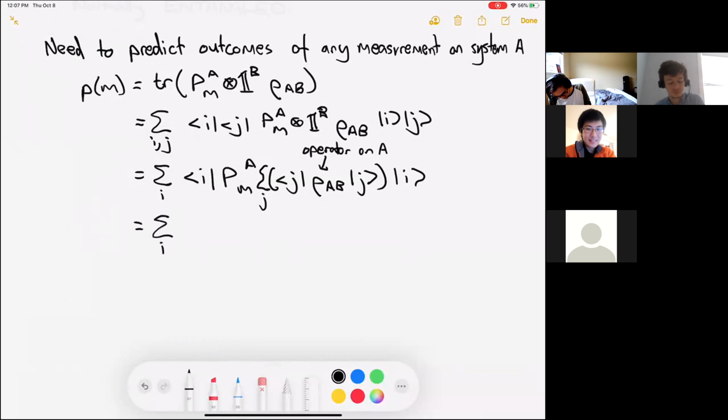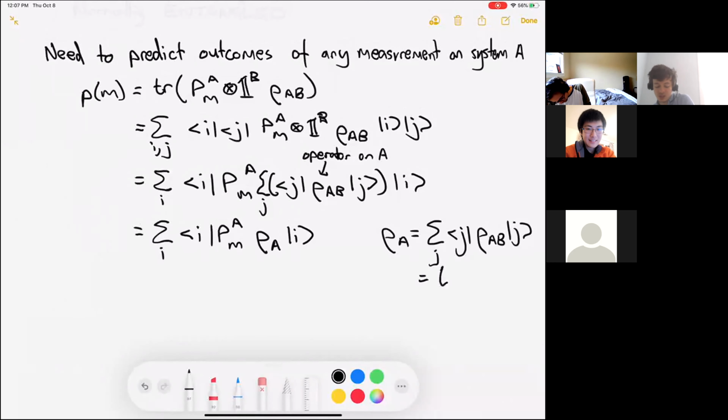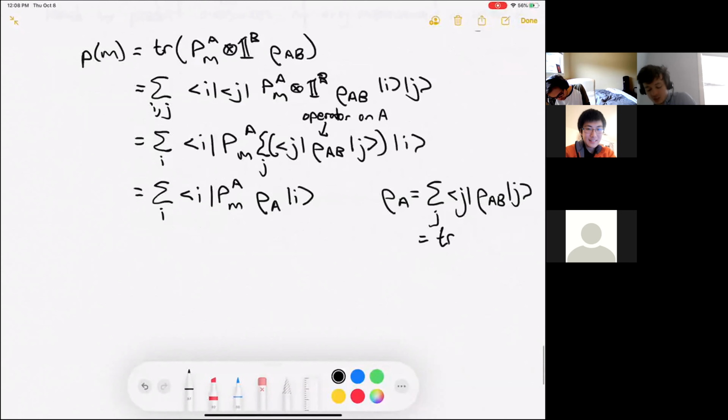This in turn is just a sum over i of <i| P_M^A rho_A |i>, where rho_A is just this sum over j of <j| rho_AB |j>. We have a special name for this. Just like a trace, this is independent of the particular orthonormal basis j that we use. And we call this a partial trace over subsystem B.